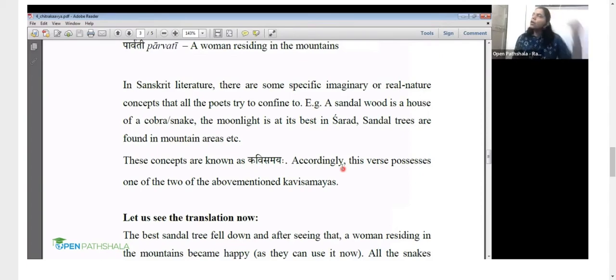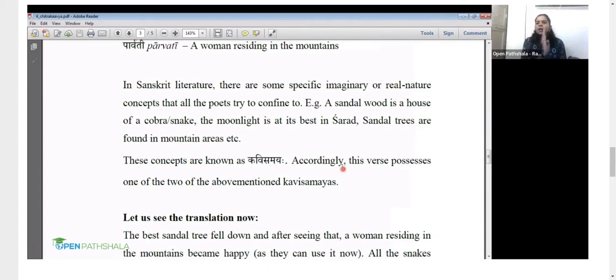You know, there is this subhashita, chandanam, that is a different one. But there is one subhashita that says that chandana, the sandalwood, has medicinal value, it is so fragrant, but it allows all the snakes to live on it, and those snakes are not so friendly to human beings, and that is one bad point of the sandalwood tree. So whenever you find those references, you may find these kavi samayas. This concept is called kavi samaya.